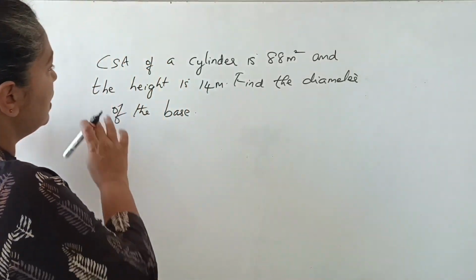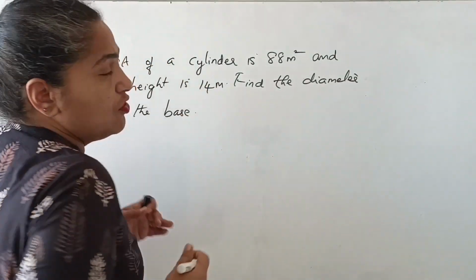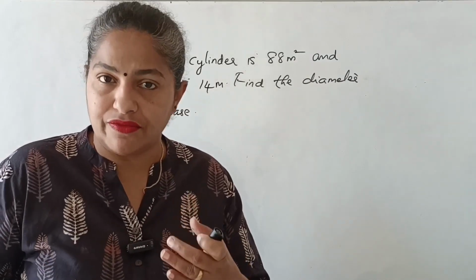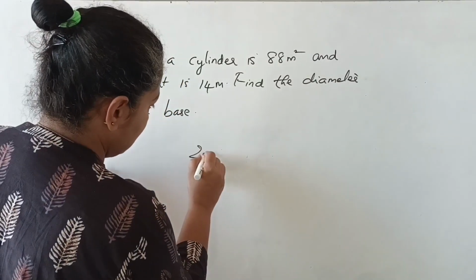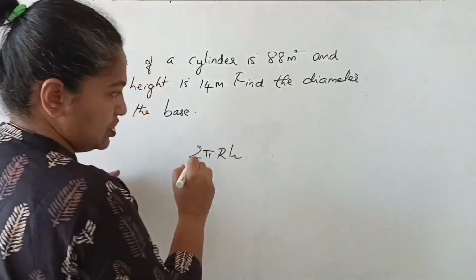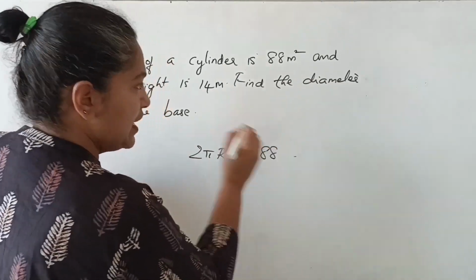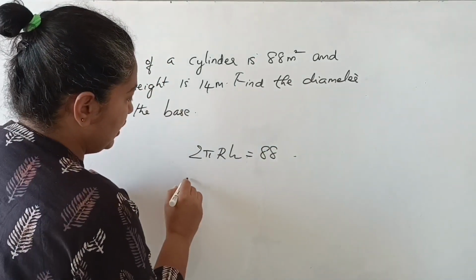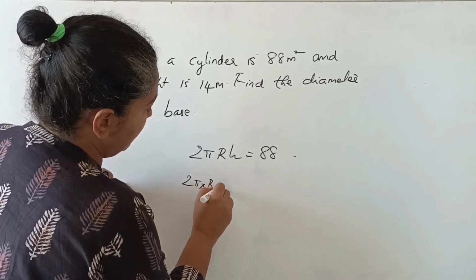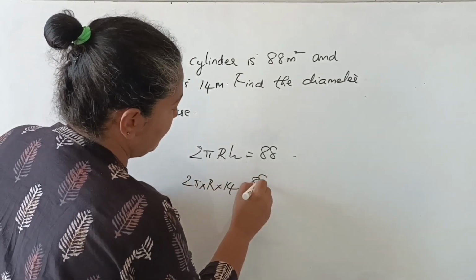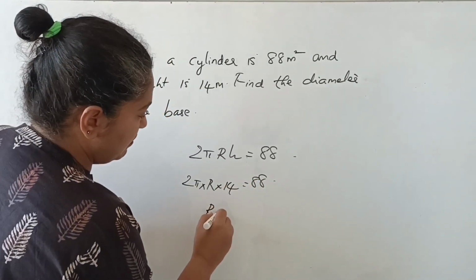So what is given to you? It is given that CSA is 88. So what is the formula for the lateral surface area of the cylinder? We have learned that it is equal to 2 pi RH. That is equal to 88. Now the height is given to be 14. So 2 pi into R into 14 is equal to 88. So we can find out R from this.